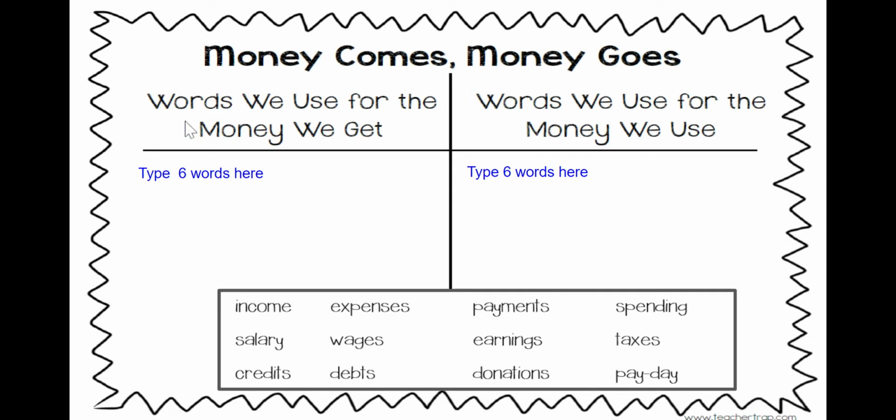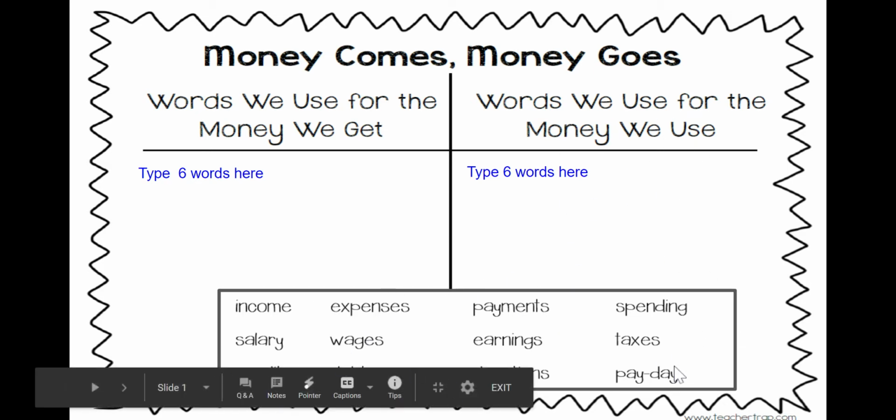You're going to be sorting these words into money comes, that's the money that you get, and money goes. That's the money that we use. So which of these words give us an idea that we're going to get money, and which of these words give us an idea that we are using or spending or losing money?